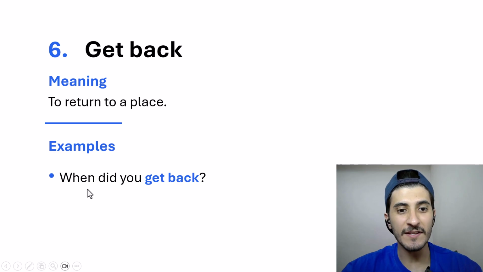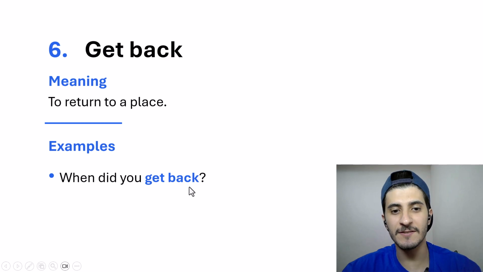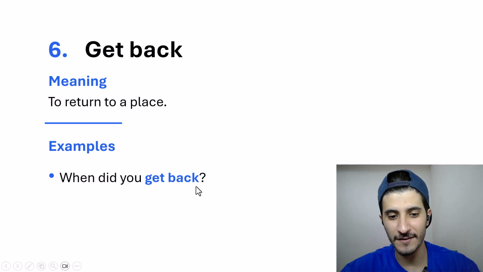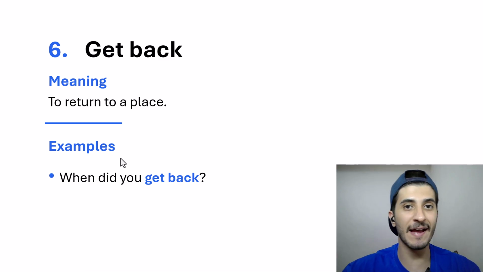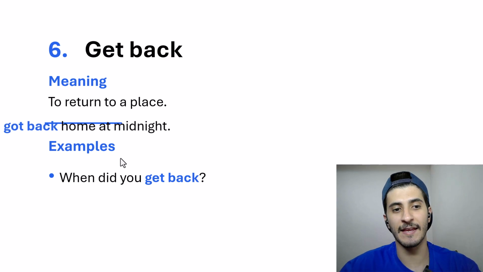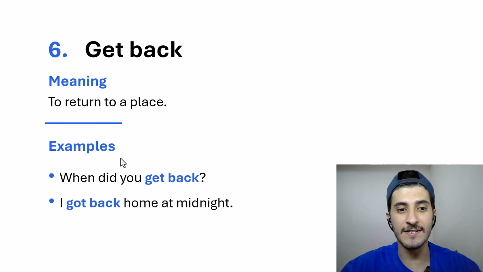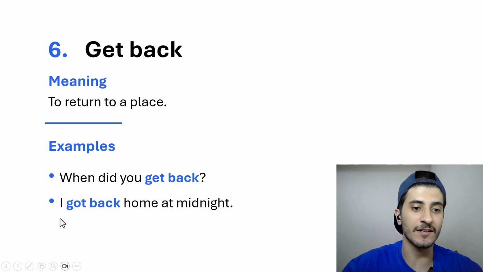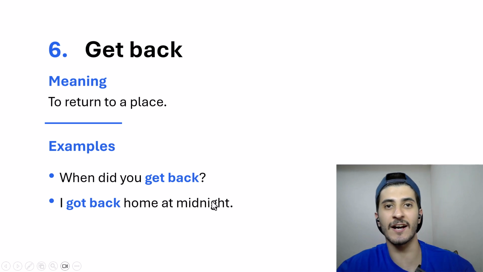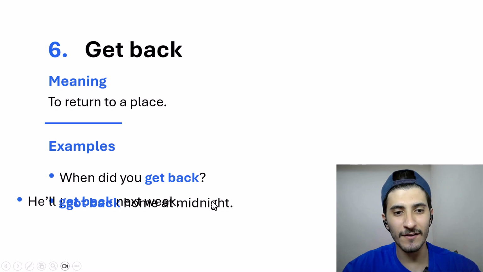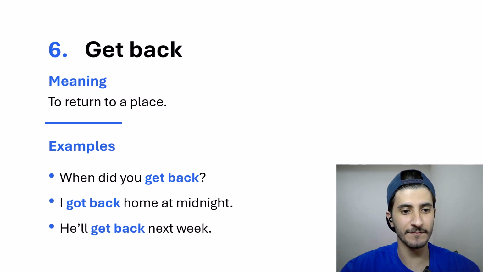And we have an example here. When did you get back? It's pretty obvious, and it asks about the time that you got back home, for example, from work or from a party or something. And the second example is I got back home at midnight. It means I returned home at midnight. That's easy as well. And let's continue.